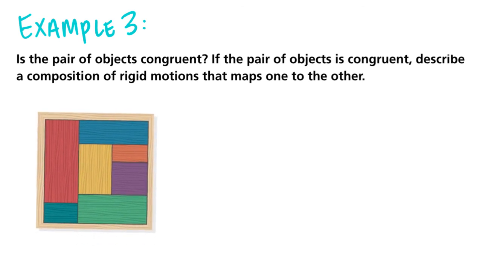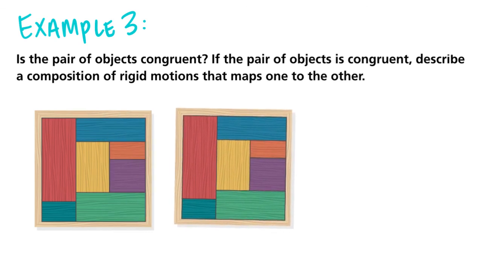So it says, describe the composition of rigid motions that mapped one to the other. We rotated it by 90 degrees, and then we translated it. It's not on a grid, so I can't say exactly by how much we translate it, but just a general description of what we had to do is we had to rotate it by 90 degrees, and then we had to translate it so that they would be one right on top of the other.